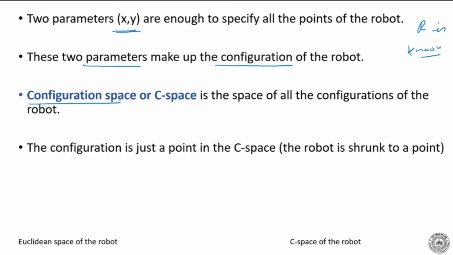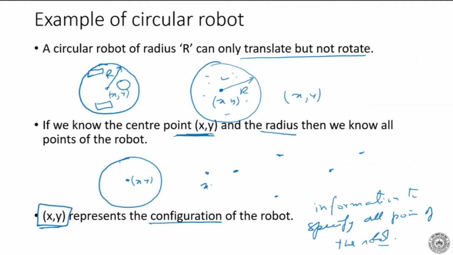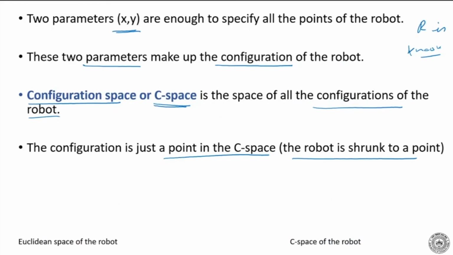Now configuration space in short is called C space. It is the space of all the configurations of the robot. I hope you can make the connection that all the x y's of the robot make up the configuration space. A collection of all the x y's of the robot make up the configuration space. Now the configuration is just a point in C space. That basically means it's a point, right? Because the robot has shrunk to a point now. As in the example I gave here, I was talking only about x y, that is x1, y1, x2, y2. These are just x y's, a collection of the configurations of the robot. So the configuration is just a point in C space, and the robot has shrunk to a point.